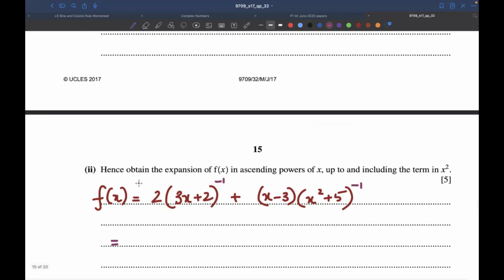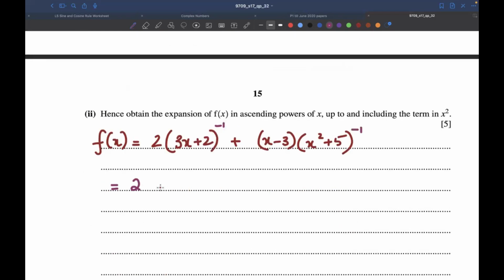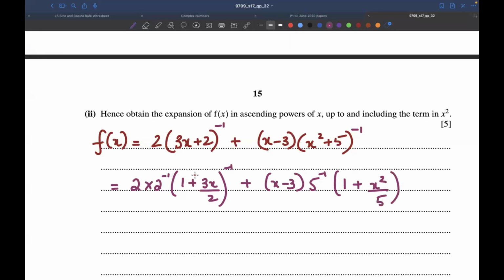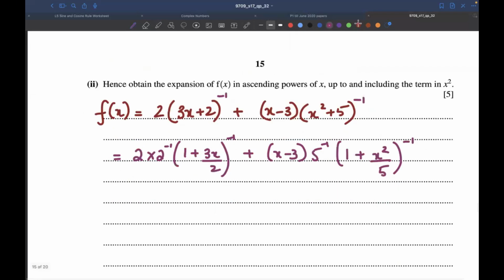So if we take 2 common over here, we'll get 2 to the power -1 common, and we can write this as 1 plus 3x upon 2, all to the power of -1, plus x minus 3 into, if we take 5 common, that will become 5 to the power -1, and this will become 1 plus x squared upon 5, all to the power of -1. Let's expand each of these terms first separately.